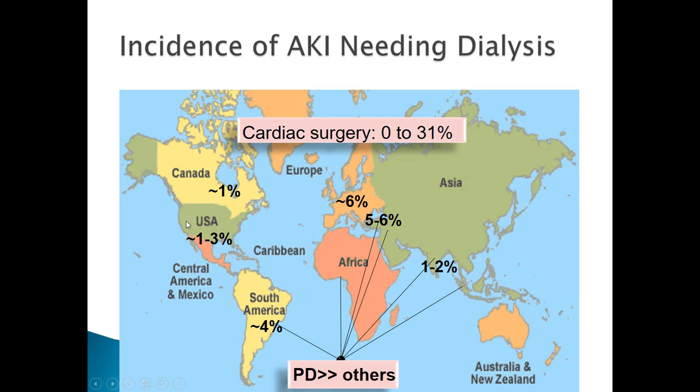Again, you can see this here in the US is anywhere from 1 to 3%, but in other places it can be higher. And in patients after cardiac surgery, remember those are ones that we deemed high risk, right? Well, the literature varies quite a bit, from anywhere from 0 to 31%. So anywhere from a third of patients, I guess it depends on what type of procedure they're having, etc., can develop AKI that would require dialysis.